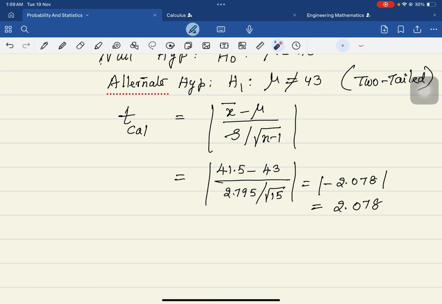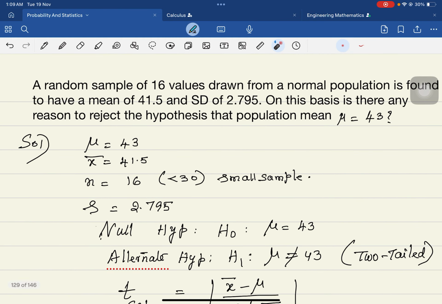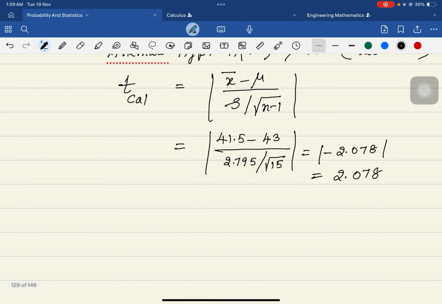So what is given here? Alpha is given to you. Generally if the alpha value is not given, you can take alpha as 0.05, 95% confidence. If it is given, okay, otherwise take it as 0.05 level of significance. So what is the degrees of freedom here? It is n minus 1. N minus 1 means 16 minus 1 is 15.